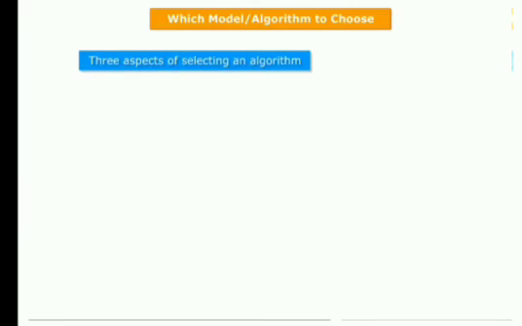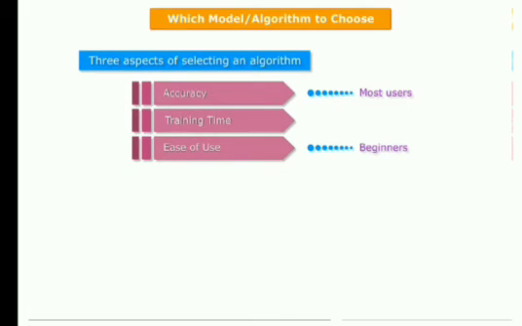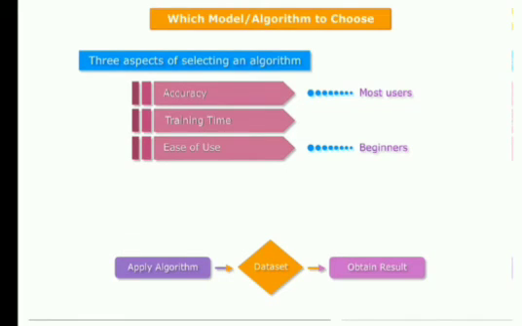While selecting an algorithm, always consider three aspects, namely accuracy, training time, and ease of use. Many users give priority to accuracy, while beginners have a tendency to go with the algorithm they know best. When you are presented with a data set, the first thing to focus on is how to obtain results, no matter what those results might look like.